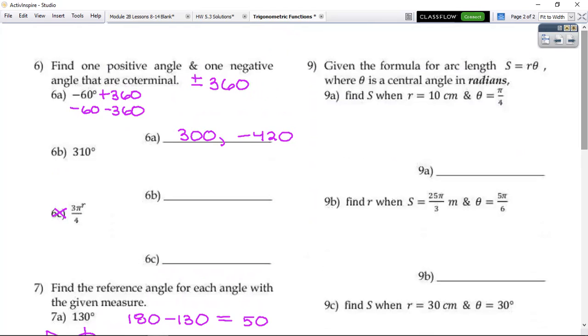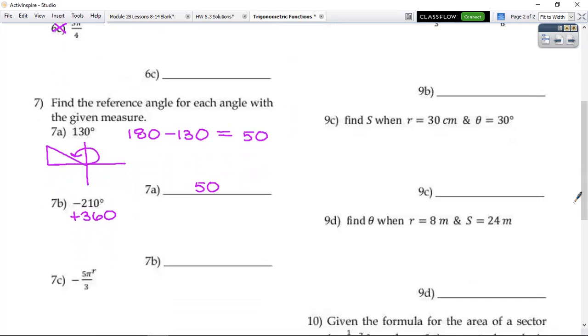So this first one is just S equals R theta. The only thing that you have to remember is that your angle must be in radians. So if it's not, what do you have to do? Convert it. Which one here would need to be converted first? I think there's one somewhere. 9C, right? I'm going to do that one. S equals R theta.